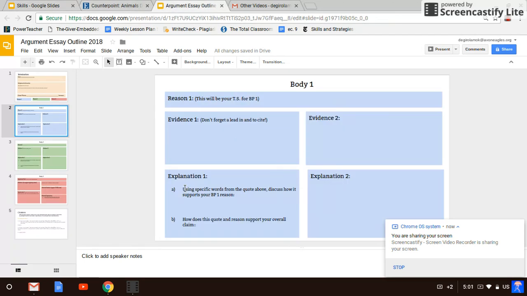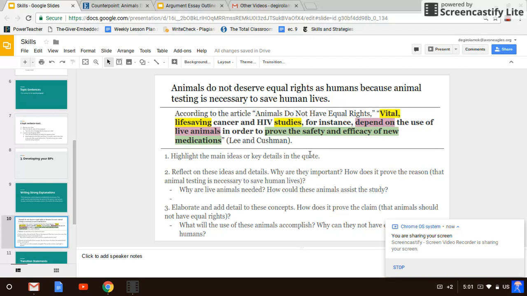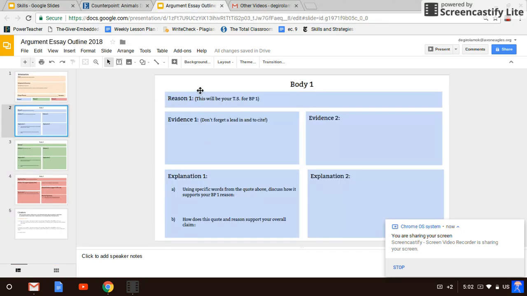So if you're looking at your outline, I split it up into two parts. The first part says to discuss how it supports your BP1 reason. So whatever your quote is, how does this quote support this reason? How does this quote prove that animals are necessary, that animal testing is necessary to save human lives? Okay? So how does this quote prove the reason?